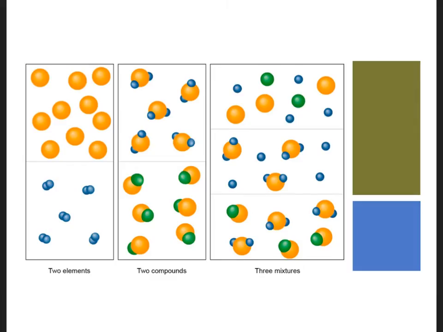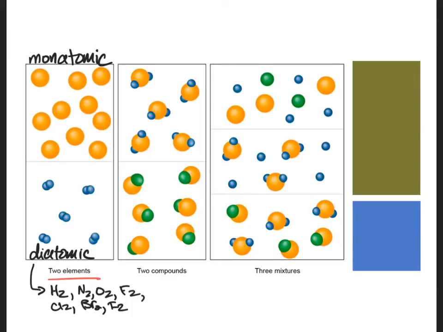Let's examine this figure. On the far left, we have two examples of elements. In the early stages of your chemistry career, you'll find elements are monatomic, or composed of single atoms, or diatomic, where there are two atoms bound together. There will be 7 diatomic elements to memorize a little later in the course. In the middle column, we see two examples of compounds. Compounds will have at least 2 types of elements bound together in a specific ratio. In the top example, the ratio is 2:1, while the bottom has a 1:1 ratio.